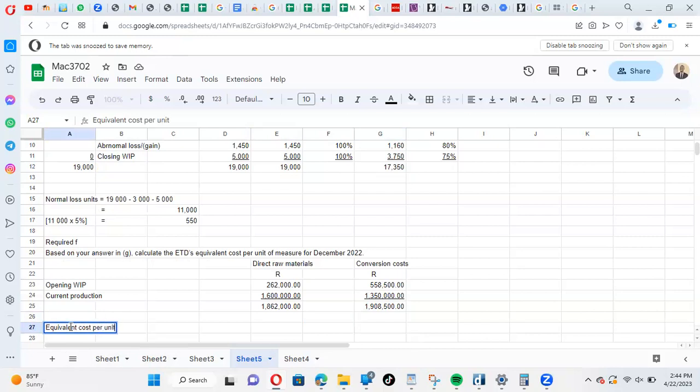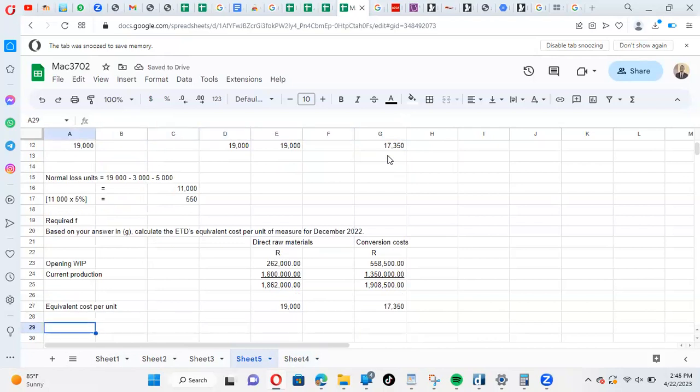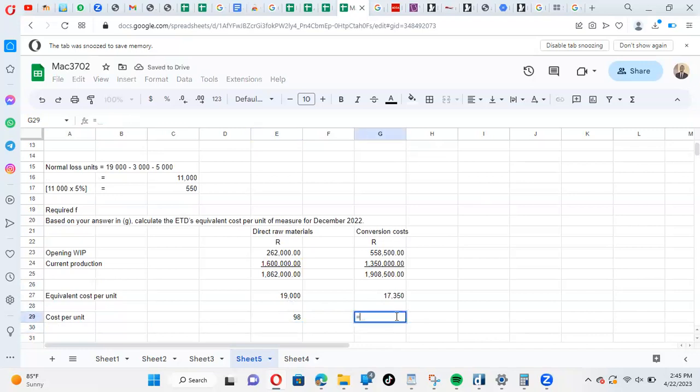Please, if you have any questions, you can ask them. 19,000 units, and then here it's 17,350. Right, so what are we looking for? We need cost per unit. Which is going to be the total cost divided by the number of units, which is the equivalent units. We do the same on that one. Basically gives us that.